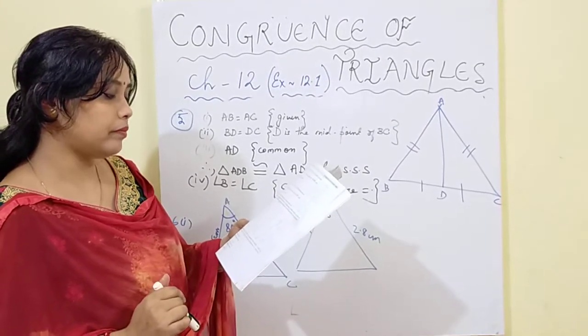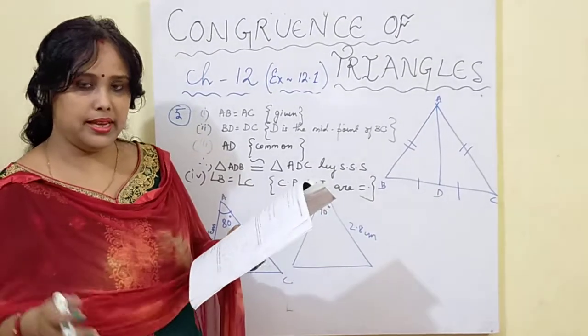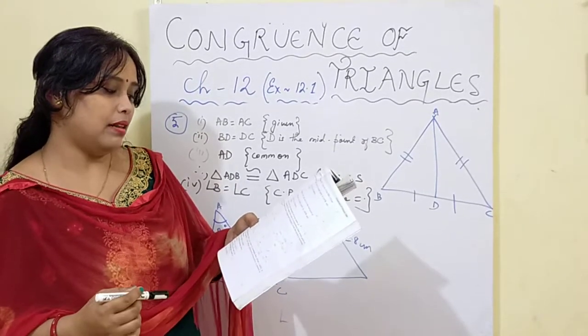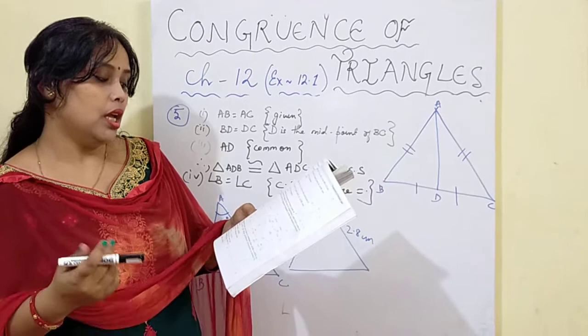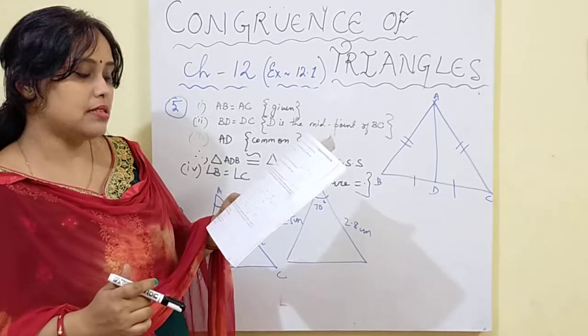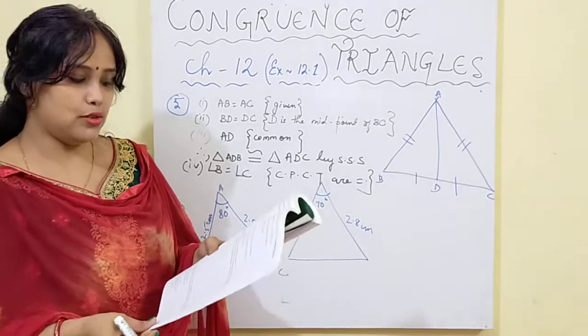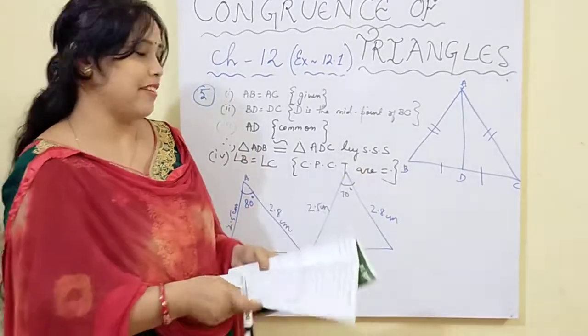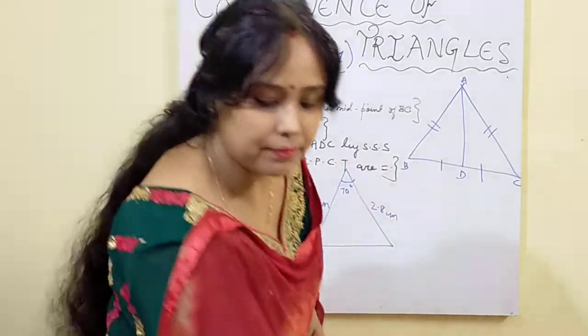Part 2 is congruent. You will see I have sent it in the assignment. Part 2 is congruent by SAS. Part 3 is also congruent by SAS, and part 4 is not congruent by SAS. So I have sent it in the assignment. You will see I have explained one. Now let's proceed to question number 7.